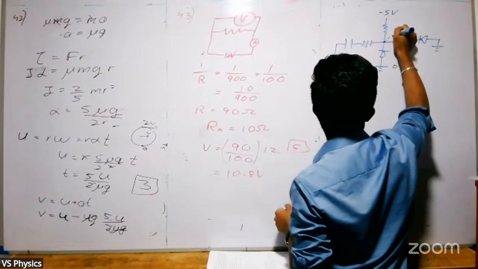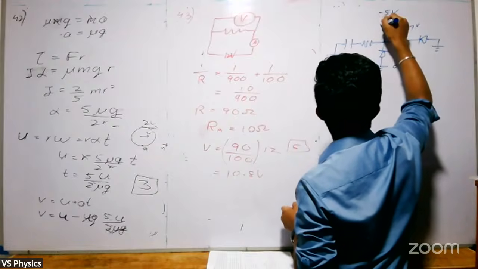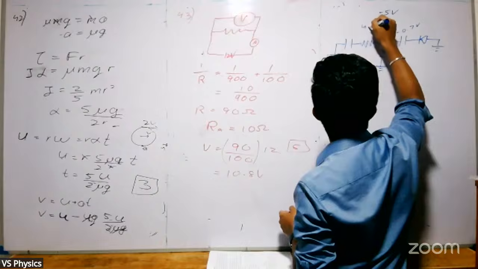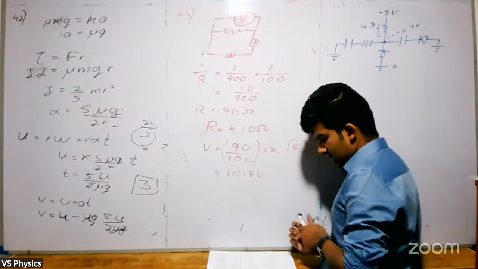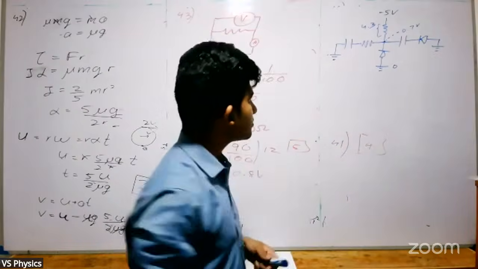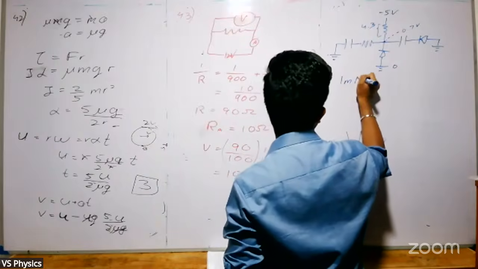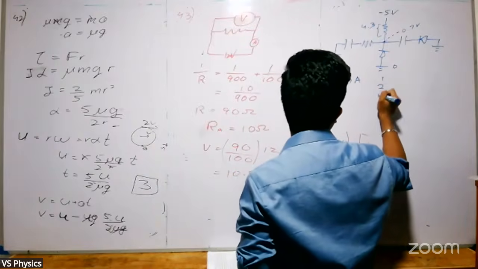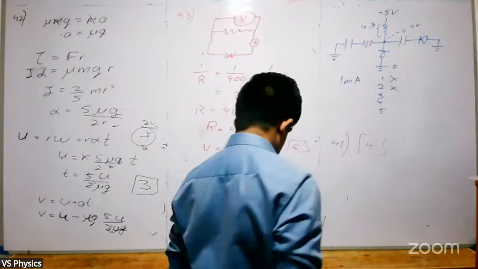Here at the junction the value will be minus 0.7 volts. Then the voltage difference will be 4.3. We have 4.3 kilo ohms. So the current is 4.3 volts divided by 4.3 kilo ohms. Our first answer will be 1 milliampere.